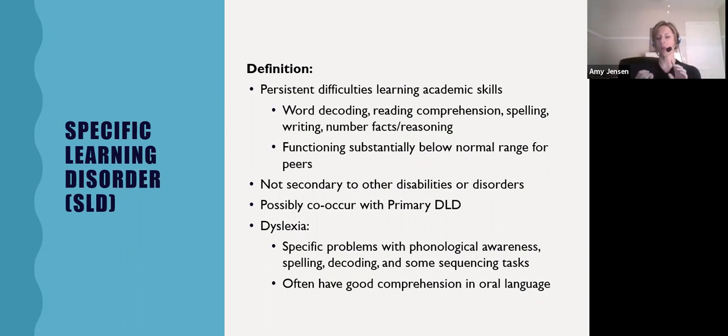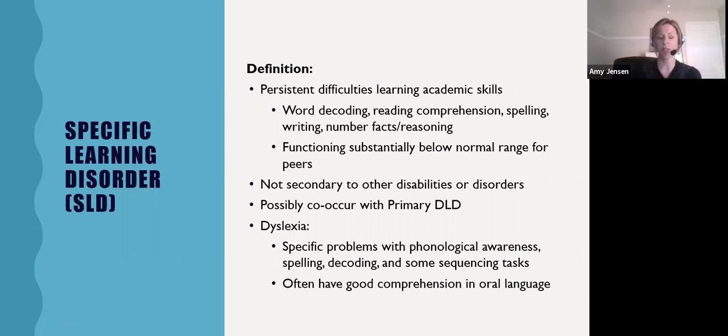So they might have specific issues with word decoding, reading comprehension, writing, number facts, and reasoning. They'll function substantially below the normal range for their peers. It's not secondary to any other disabilities or disorders, so this is the only problem that they have. And it can possibly co-occur with a primary developmental language disorder. An example of this, of course, is dyslexia.